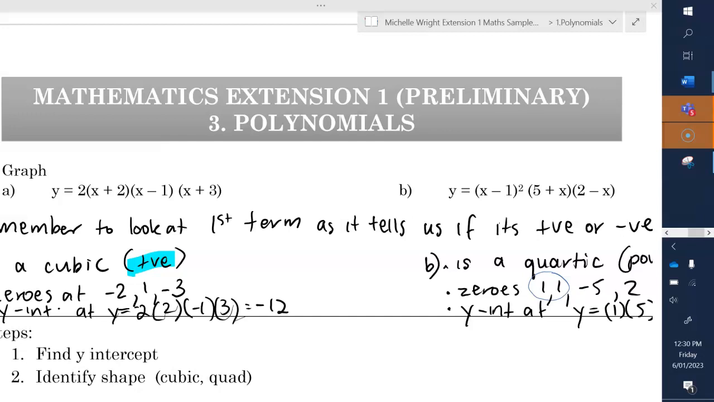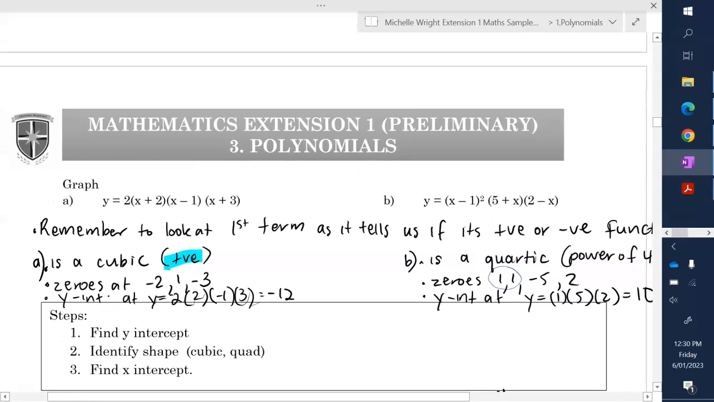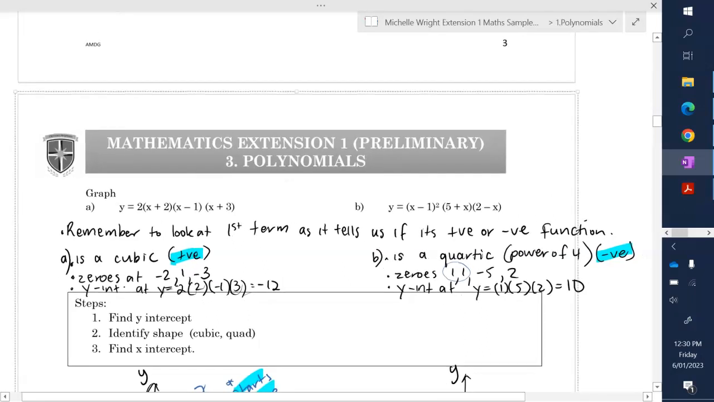We can have a look at the zeros on each of these. So we can quickly work out what the zeros are for each of these bracketed terms in our functions, or our polynomial, we could call it that as well. But what we also want to remember, and that's my first little note up there, is we want to remember to look at the first term, or the leading term in our polynomial. It's going to tell us whether that function is positive or negative. So we can quickly have a look at what our highest powered x term would have as its coefficient.